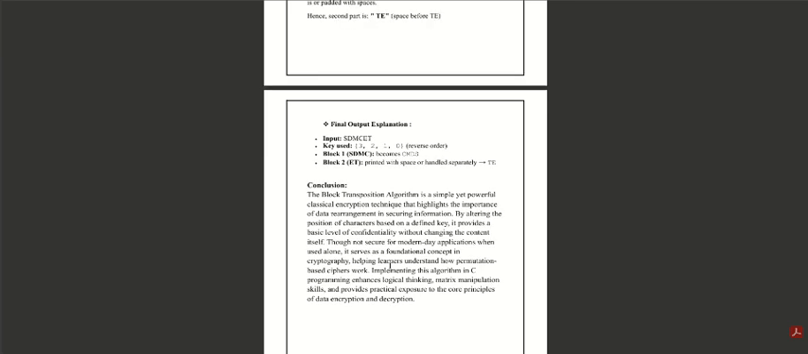Conclusion: the block transposition algorithm is a simple yet powerful classical encryption technique that highlights the importance of data rearrangement in securing information by altering the position of characters based on a defined key. It provides a basic level of confidentiality without changing the content itself. Though not secure for modern day applications when used alone, it serves as a foundational concept in cryptography, helping learners understand how permutation based ciphers work.